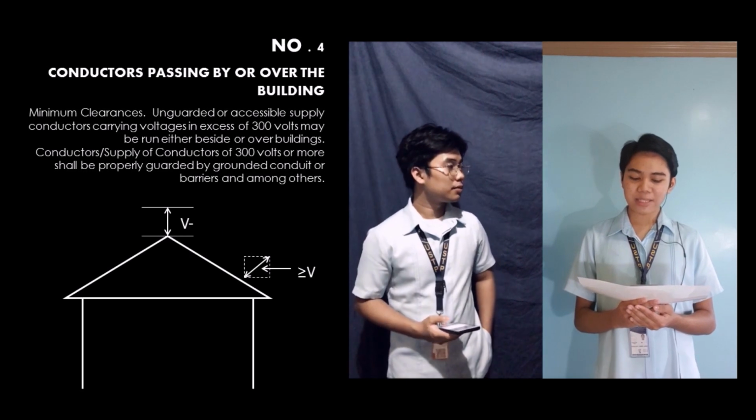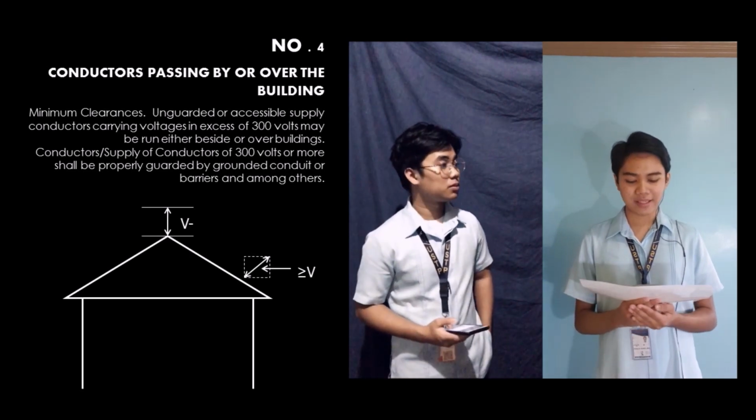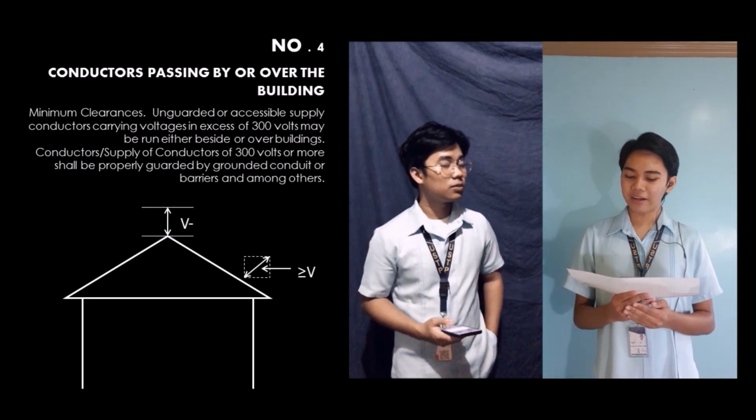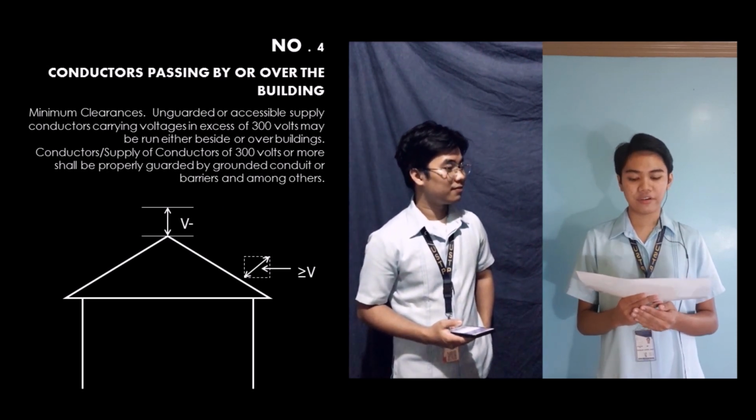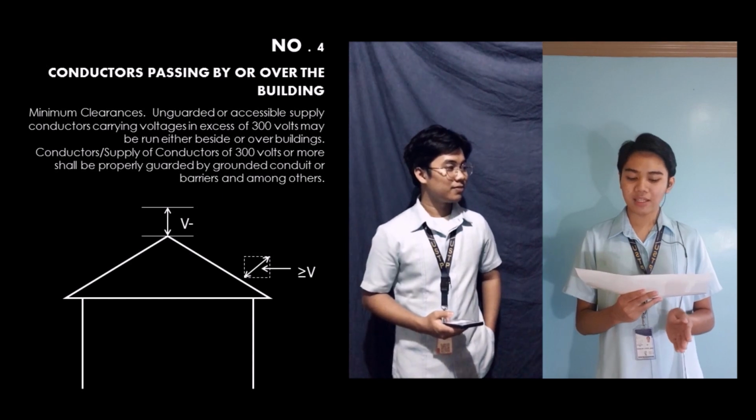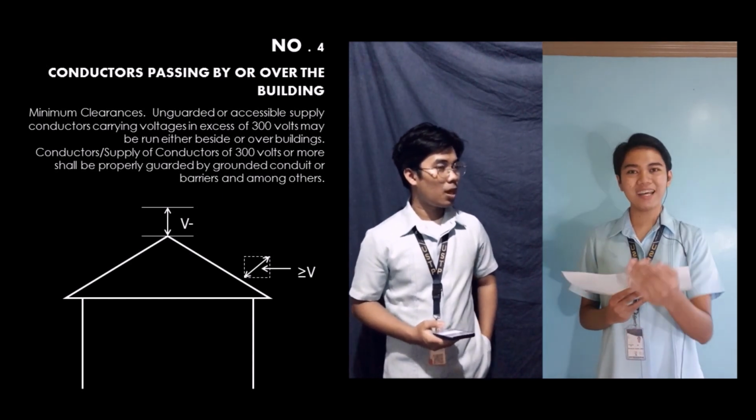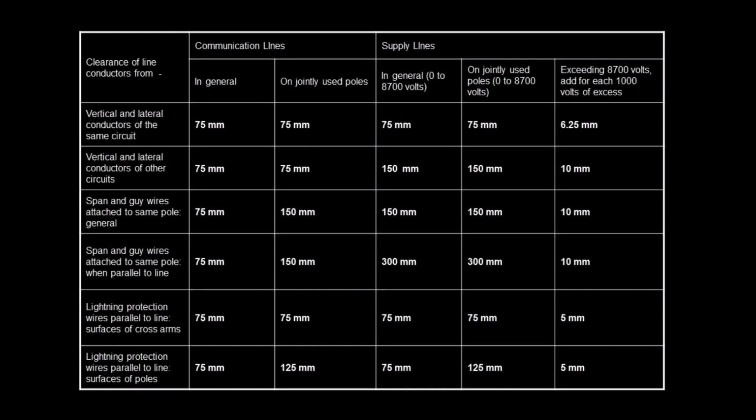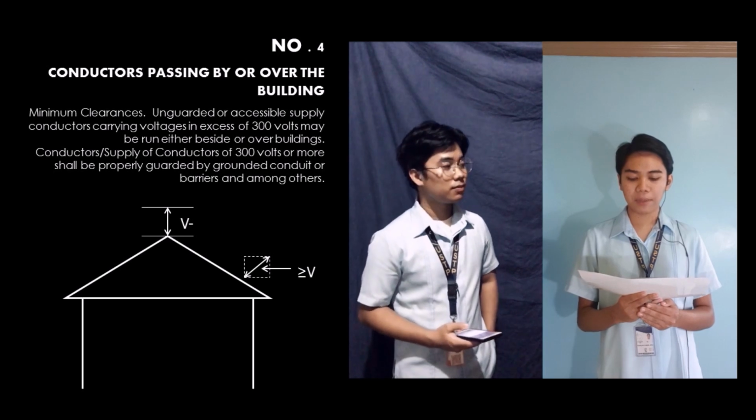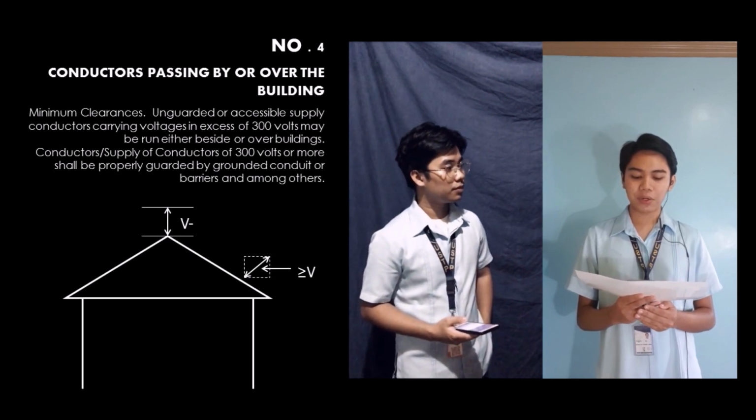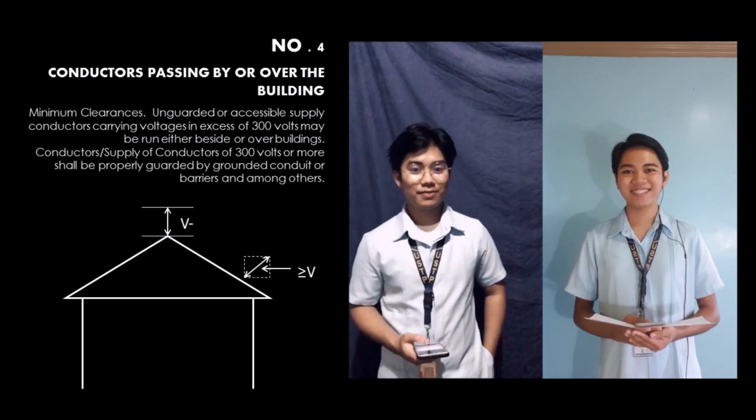So now let's proceed to rule number 5. Conductors passing by or over the buildings. Minimum clearances. Unguarded or accessible supply conductors carrying voltage in excess of 300 volts may be run either beside or over buildings. You may study the table shown. Conductors or supply conductors of 300 volts or more shall be properly guarded by grounded conduit or barriers, among others.